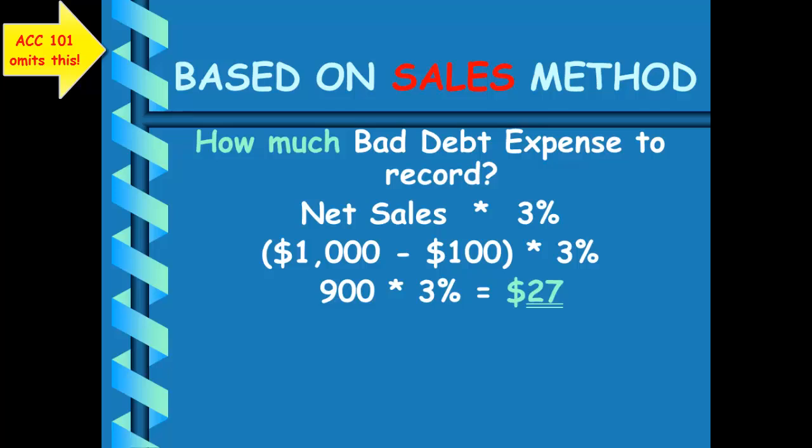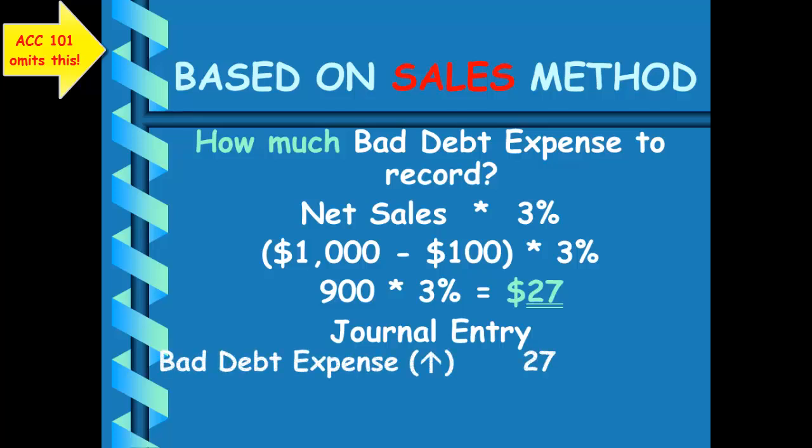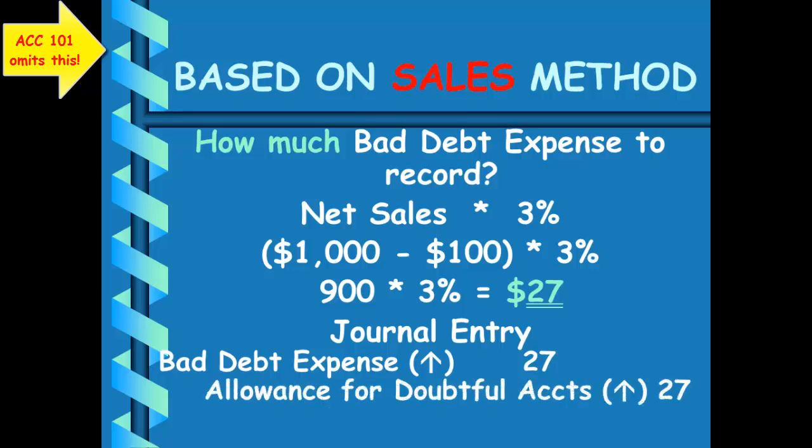So my adjusting entry would be a debit to what new account? Bad debt expense for $27 and a credit to what account? The allowance for doubtful accounts. I often refer to that simply as the allowance account. Keep in mind, it's a contra asset. So when I credit that account, I'm making it go up. Debit bad debt expense to make the expense go up. Credit the allowance for doubtful accounts to make the contra asset go up.